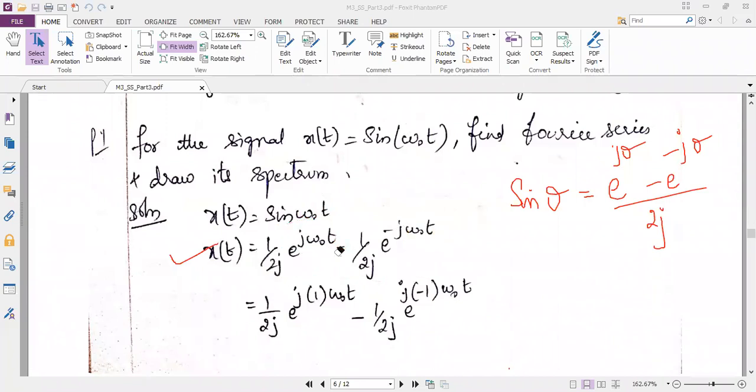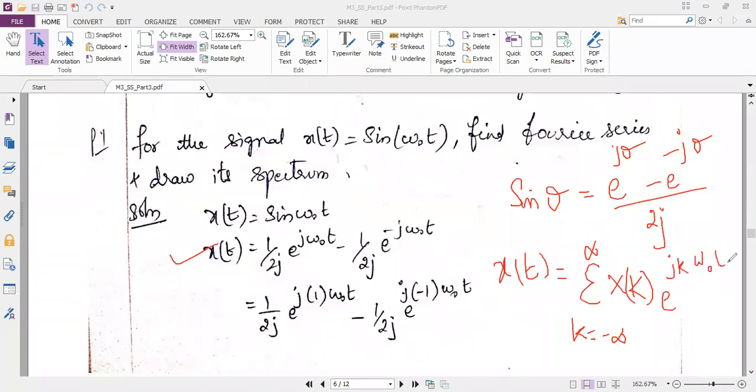So after writing the first step, let me write the formula of x of t. So x of t in terms of X of k, I have a standard formula. x of t is equal to summation k equal to minus infinity to plus infinity X of k e power plus j k omega naught t.